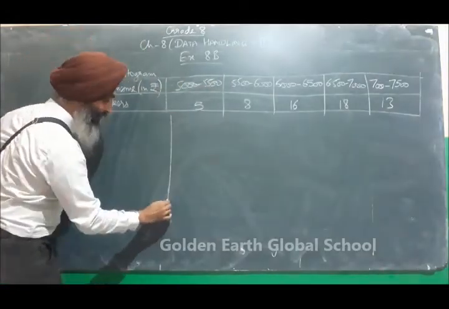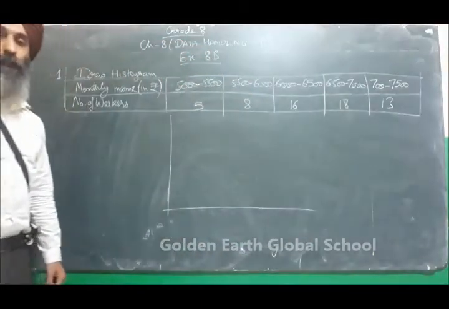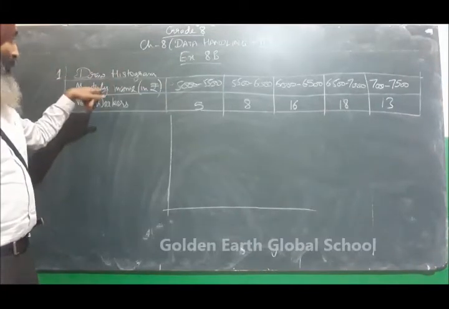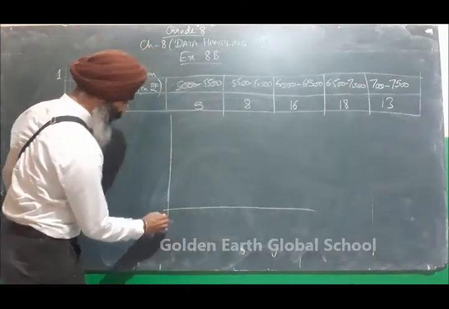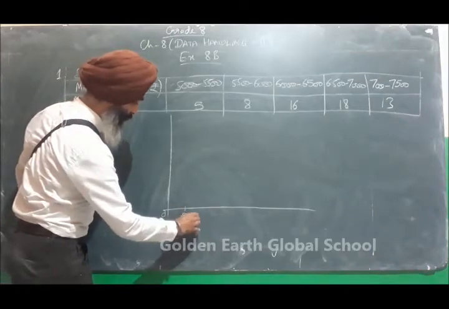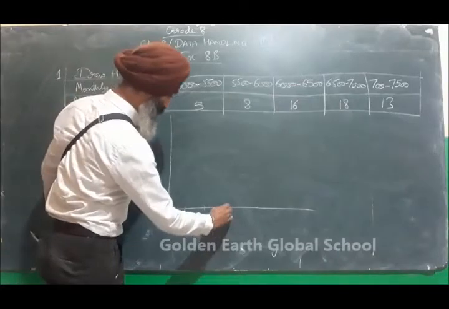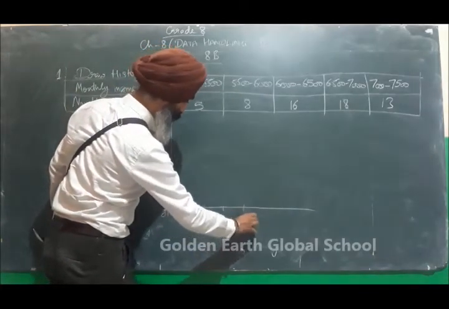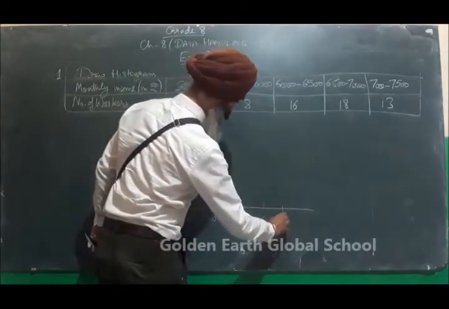Now make the y-axis and x-axis. First of all, the first point is this. Whatever the first mentioned data is, you have to mention it on the x-axis. So you have to start with 0. So this is 5000 and 5500. Then 6000 and so on up to 8000.